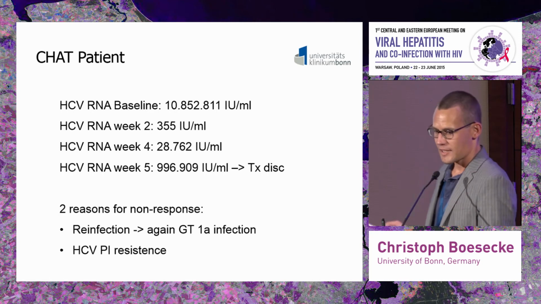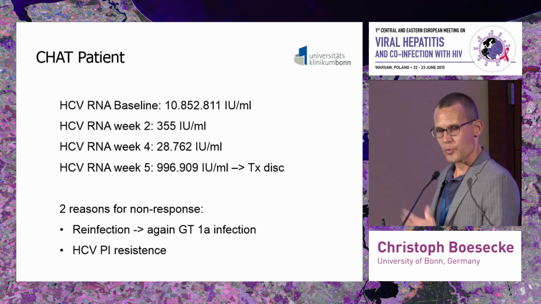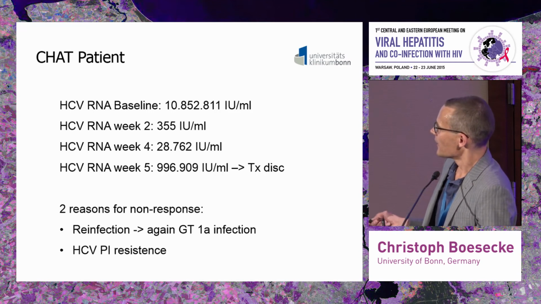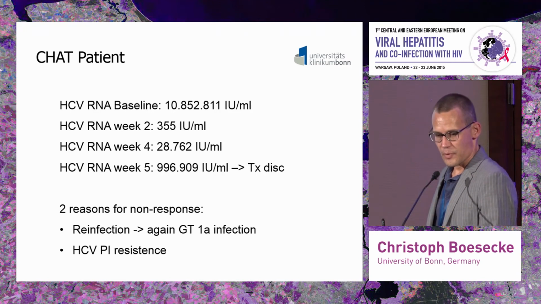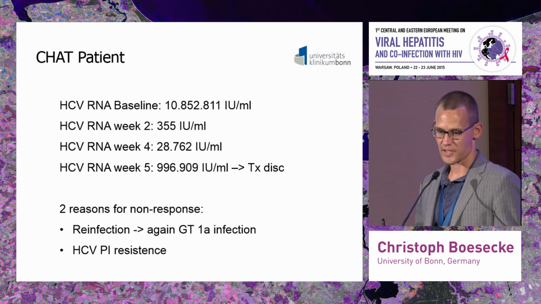He started at baseline with a very high viral load, responded very well at week 2, and there was a slight increase at week 4. Then we brought him in after we got the PCR results and did a retest. And the HCV RNA was even increasing 4 weeks after initiating triple therapy. So the reasons are the same we just discussed.